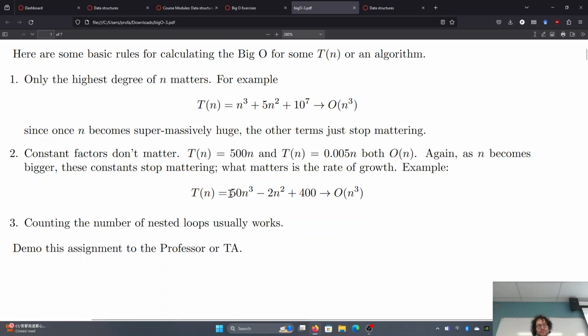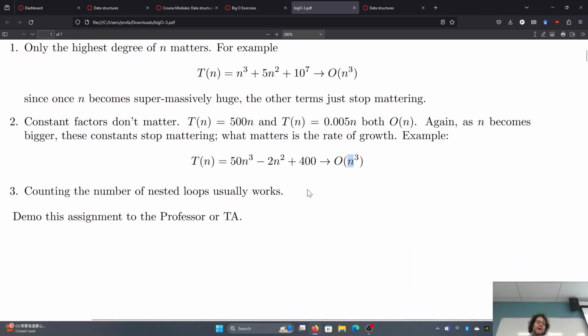Notice over here that we just simply say that this 50n cubed becomes n cubed. And then for our algorithms that you're going to be doing in classes, counting the number of nested loops usually works with a few exceptions. Basically, if we're doing a count of the nested loops, where we have an array or array list and we iterate over it once, that's O of n. But if we have a nested loop, so for every item in this list, I have to go and check this item against every other item in the list, that's O of n squared. So that ends up being a bit of a mess.